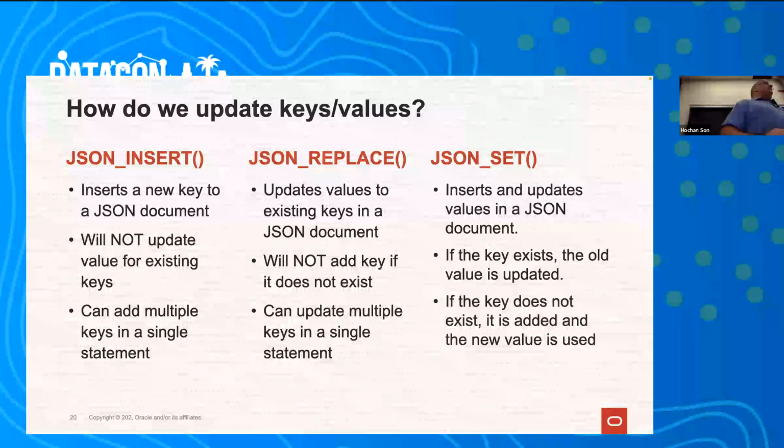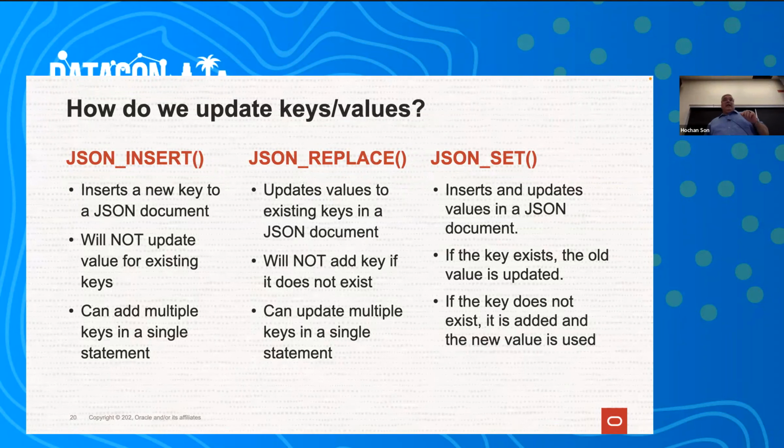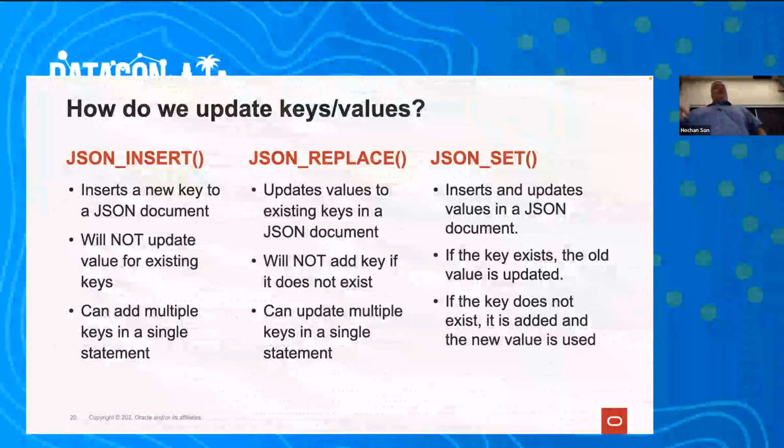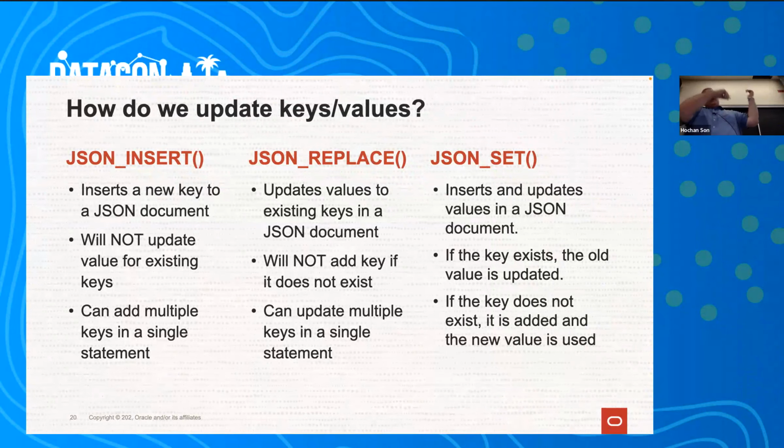The first one is JSON insert. It simply inserts a new key into a JSON document. What it won't do is update a value if that key already exists. So for example, if I want to insert, actually, you know what? I'm not going to do an example because I have examples coming up next. And you can add multiple keys in a single statement. You don't have to keep doing update JSON insert, update JSON insert, you can do it all in one statement. You can update multiple properties.